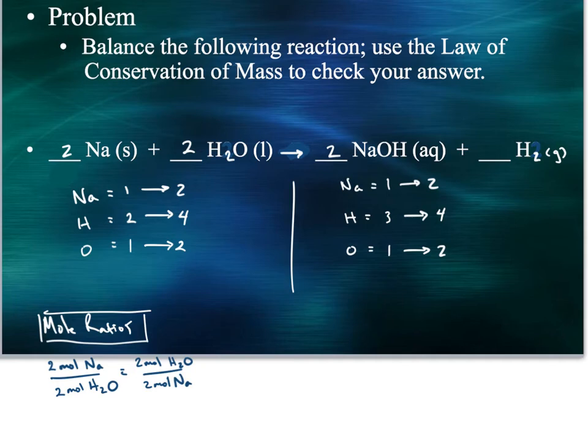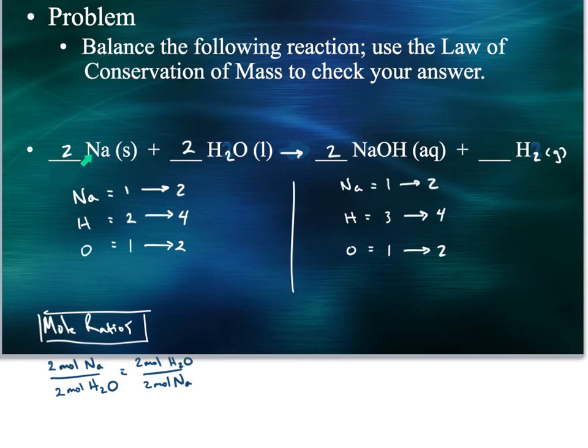Let's go ahead and take a look then at writing out all the possible mole ratios. I've gone ahead and written out the first one for us. Okay, so we've got to combine every possible thing here. So we're going to combine the reactants first. So for 2 moles of sodium, I need 2 moles of H2O to react with it. Or for every 2 moles of water, I need 2 moles of sodium to react with it. So that's the first one.